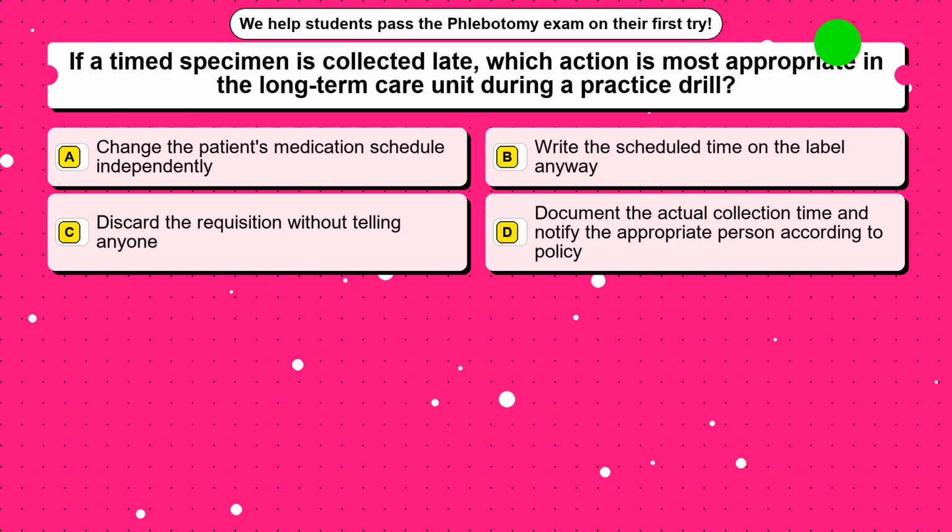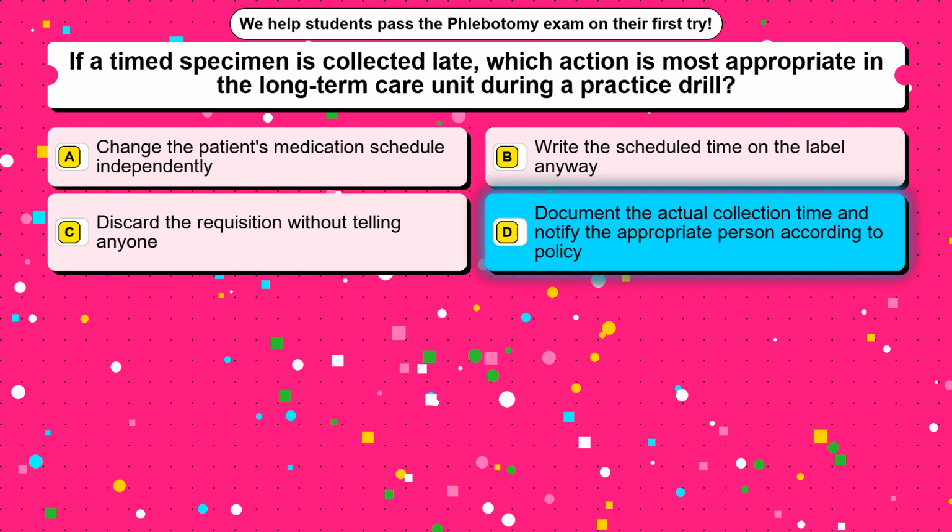Question 86. If a timed specimen is collected late, which action is most appropriate in the long-term care unit during a practice drill? Option A. Change the patient's medication schedule independently. Option B. Write the scheduled time on the label anyway. Option C. Discard the requisition without telling anyone. Option D. Document the actual collection time and notify the appropriate person according to policy.